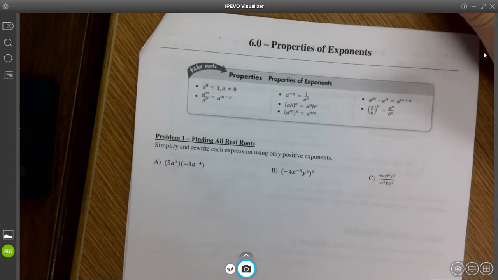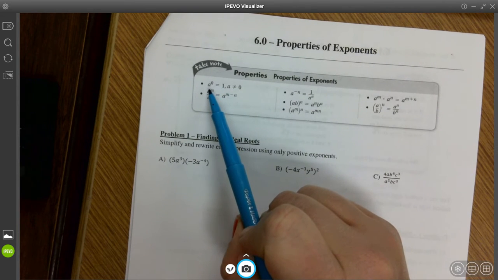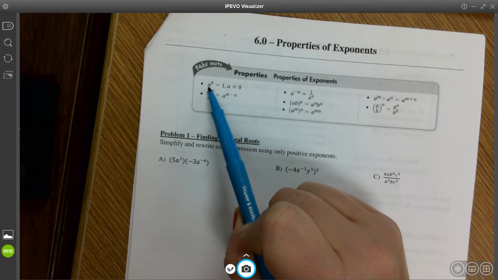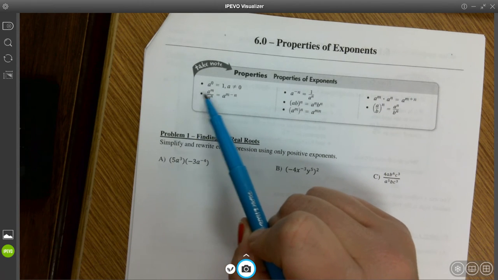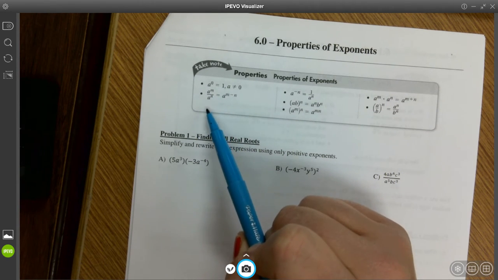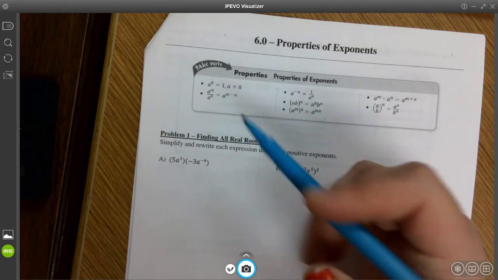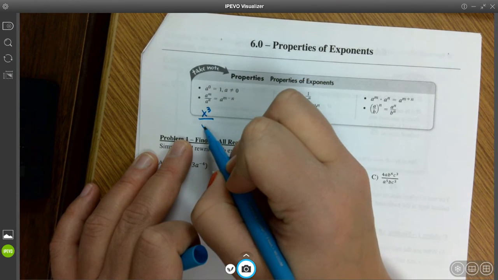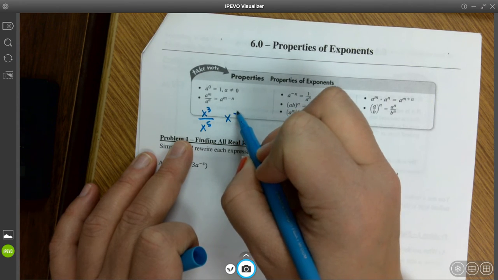I don't know. So first one, anything that is raised to the 0 power, it does not matter what it is, it's always going to be equal to 1, as long as that base is not 0. When I say base, it's the number that has the exponent with it. If I'm dividing with the same base, you have to be sure that you have the same base, the exponents here would be subtracting. So an example of that could be something like x to the third over x to the fifth. This would give me x to the negative 2.